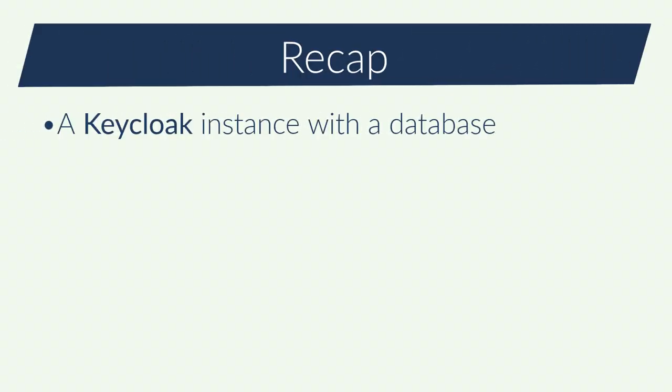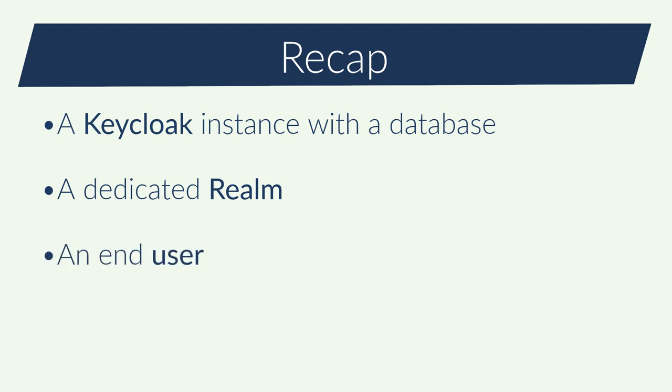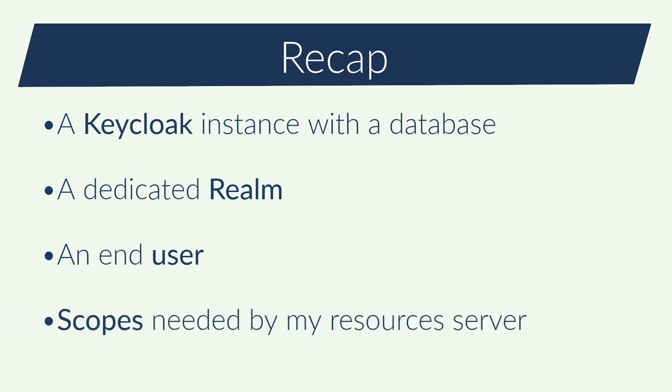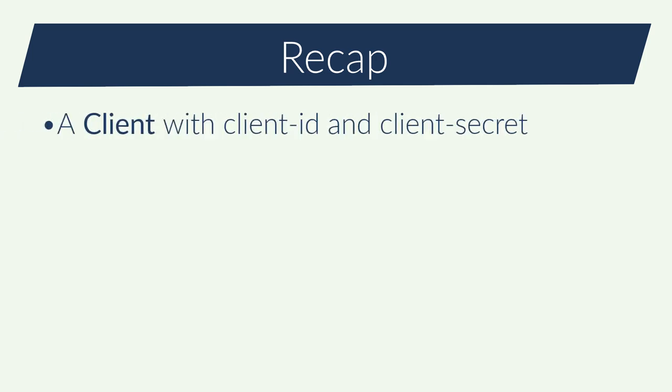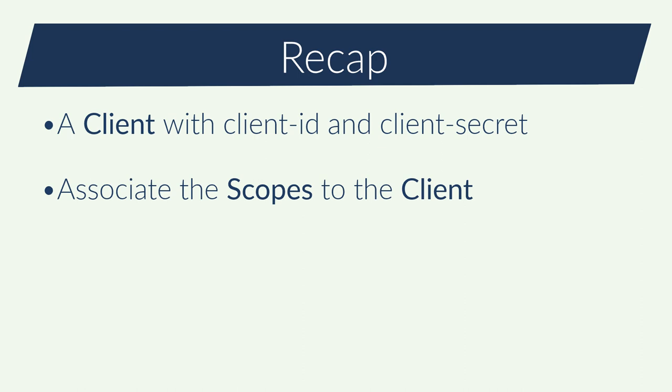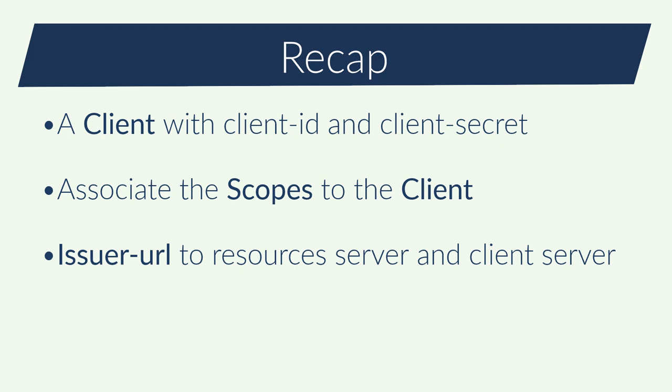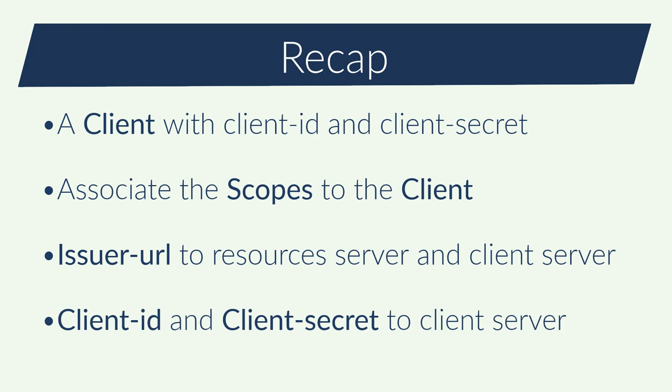Let's make a quick recap. I've created a KeyCloak instance with a connected database. I've created a realm, which will group all my clients and users. I've created a single user as an end user, which will be used to log in to the client's website. I've created the scopes needed by my resource server. I've created my client and obtained the ID and secret. I've indicated to my client which scopes and authorization flows are necessary. Then I've added the KeyCloak issuer URL to my resource server and client server. And I've also copied the client ID and client secret to my client server.